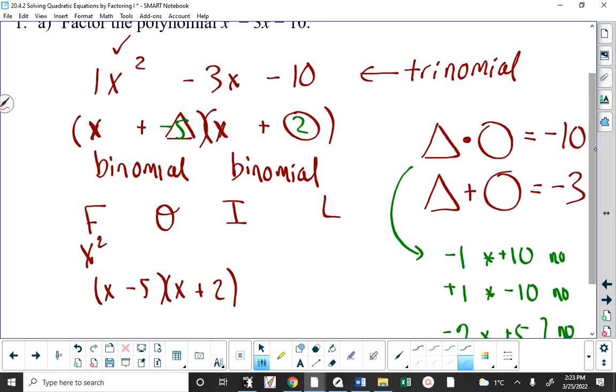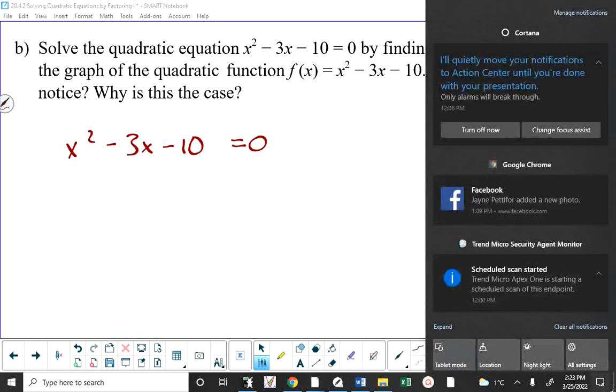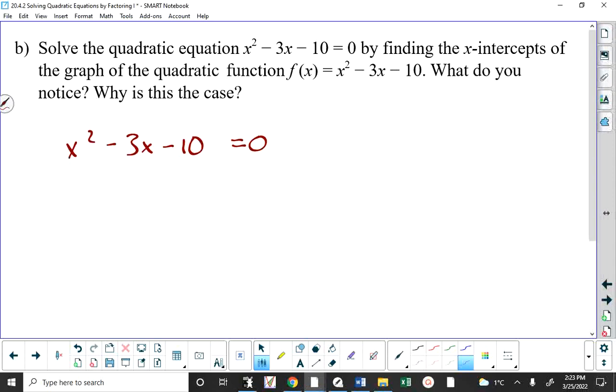Let's take a look at part B. Solve this quadratic equation. The quadratic equation is x squared minus 3x minus 10 equals 0. When you look in part A, was that an equation in part A? No, because there was no equals to 0. All that was in part A was the expression. So we want to solve this equation.